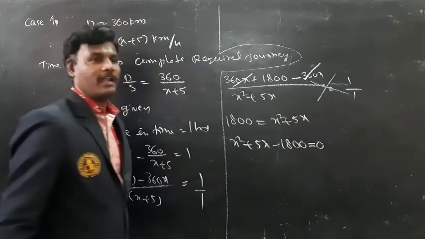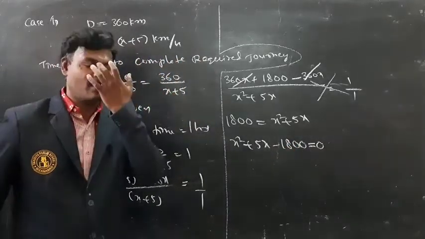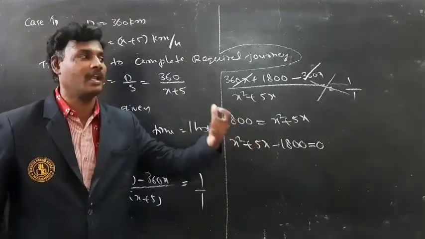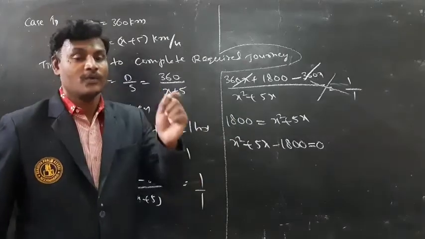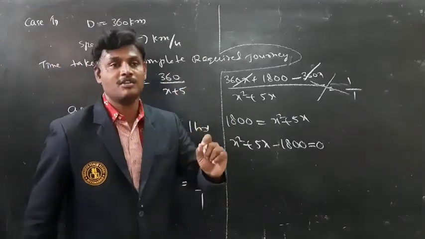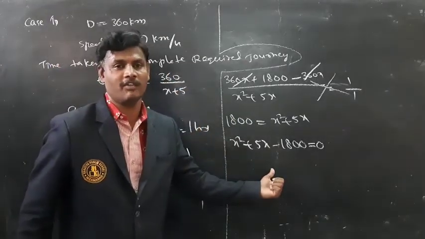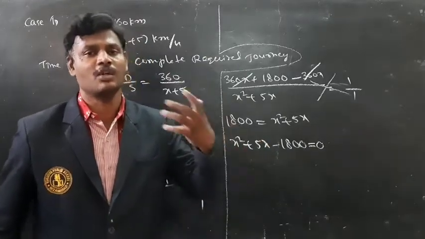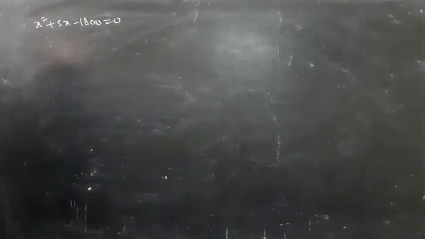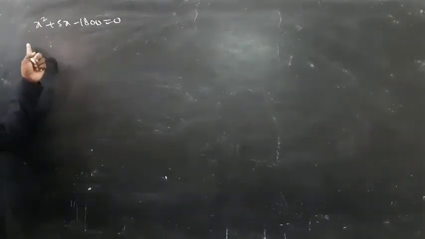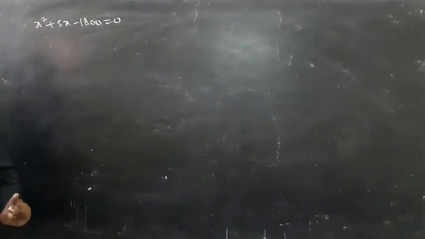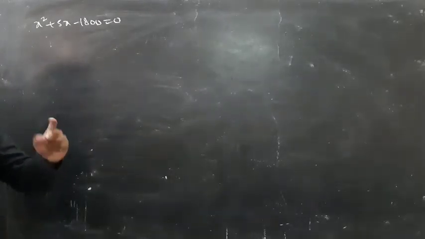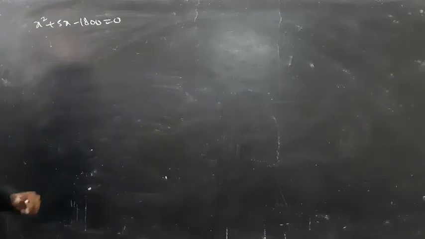So finally we have a quadratic equation form. What is the quadratic equation here? x square plus 5x minus 1800 is equal to 0. To find the speed of the train, first you have to find the roots of this quadratic equation. So I am going to use the factorization method to find the roots of this quadratic equation.